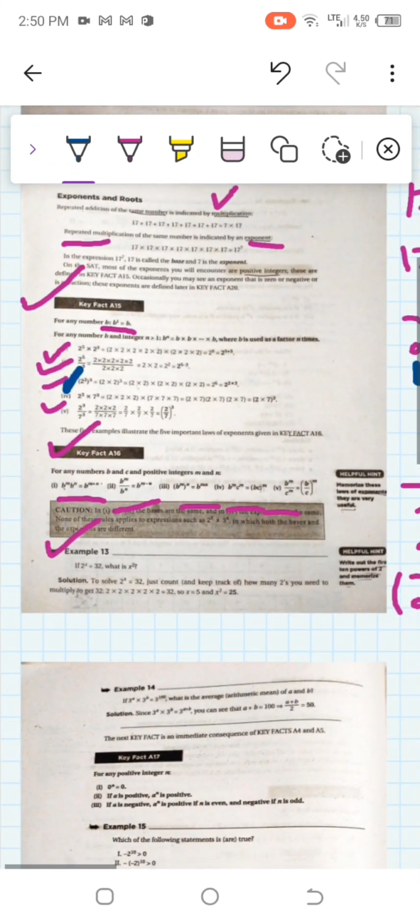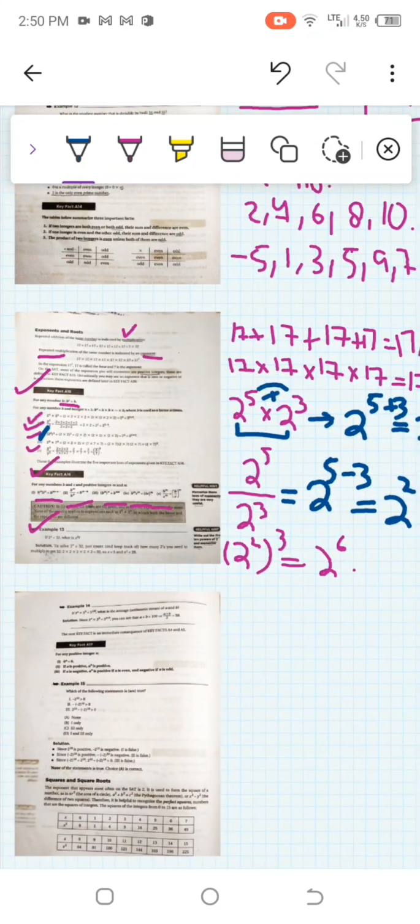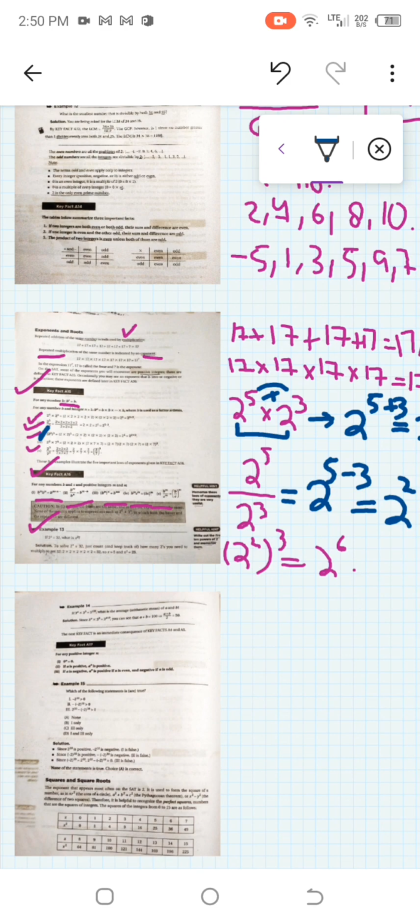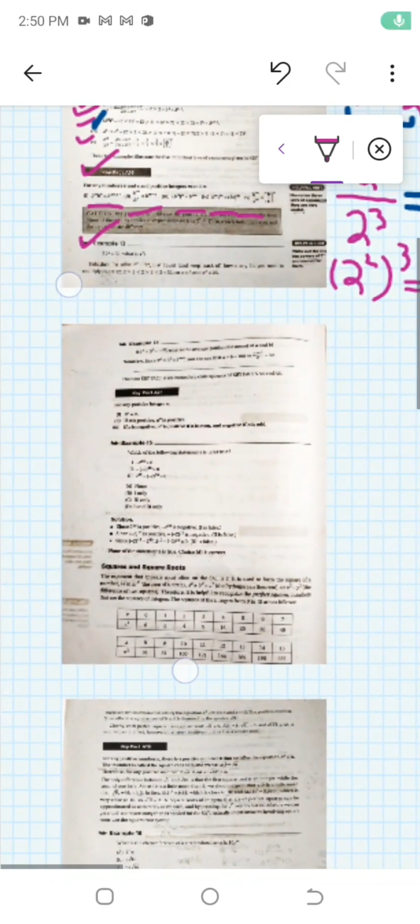Okay, this page is ended. Now let's move towards another page. I hope till this it is clear to you guys. Here we are moving towards the third page.